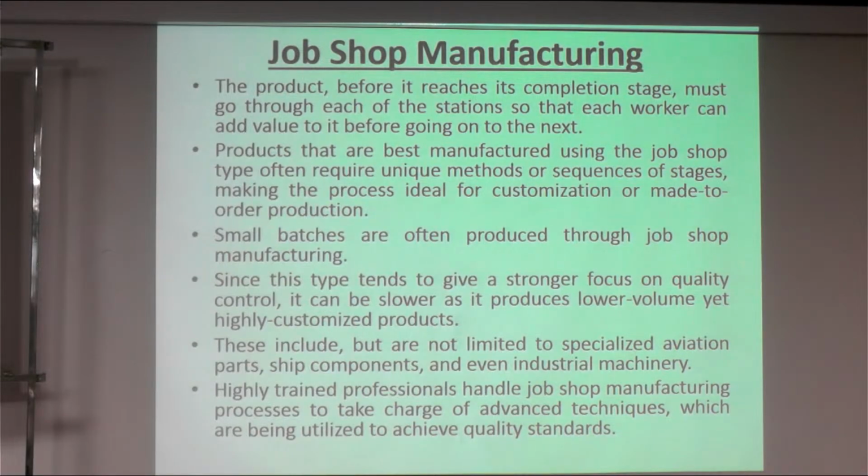Products that are best manufactured using the job shop type often require unique methods or sequences of stages, making the process ideal for customization or make-to-order production. Small batches are often produced through job shop manufacturing. Since this type tends to give a strong focus on quality control, it can be slower as it produces low volume yet highly customized products. These products include, but are not limited to, specialized aviation parts, ship components, and even industrial machinery. Highly trained professionals handle job shop manufacturing processes, taking charge of advanced techniques utilized to achieve quality standards.